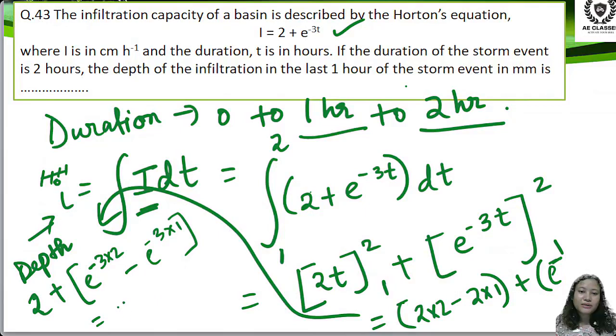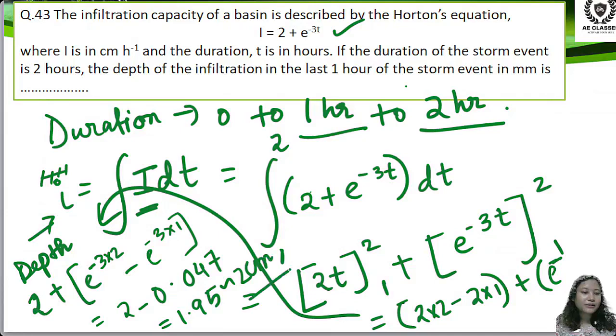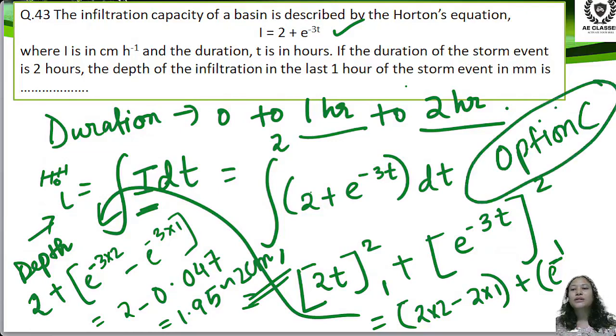Okay, this will be equal to 2. If you solve it and find the value of this one, then it will be equal to 2 minus 0.047. All right, so this is equal to 1.95 only, almost similar to 2 centimeter. This 2 centimeter is given in option C of the problem.